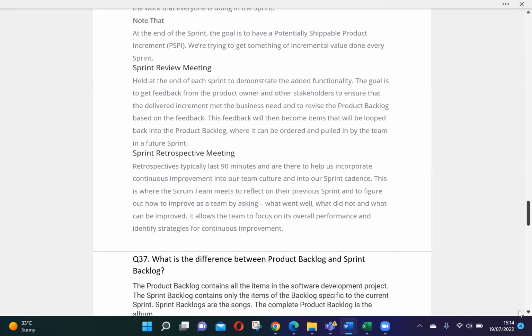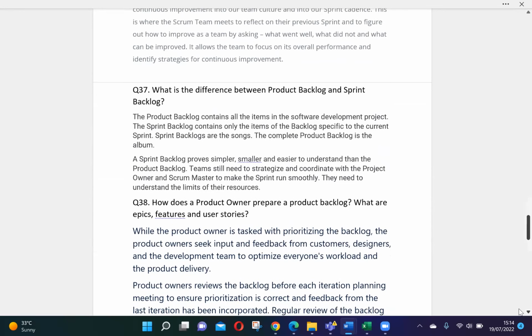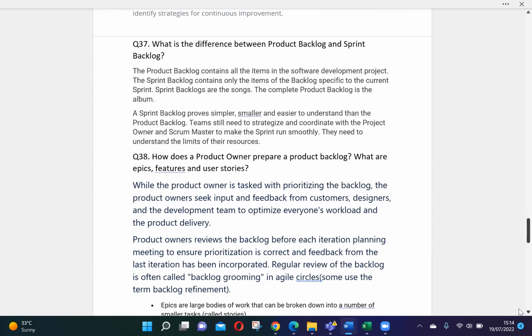That's what I'm trying to say. Okay, that's fine. What's the difference between product backlog and sprint backlog? I explained: product backlog is the list of all the requirements that you have gathered from the customer in the form of epics and user stories. And sprint backlog is the user stories that will be done by the development team in that particular sprint.